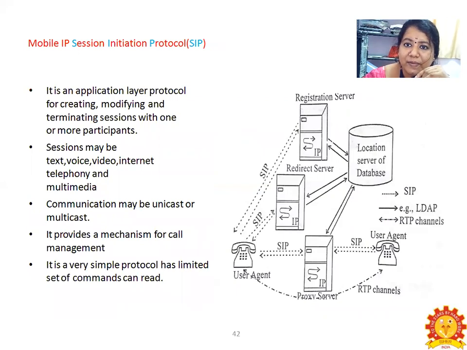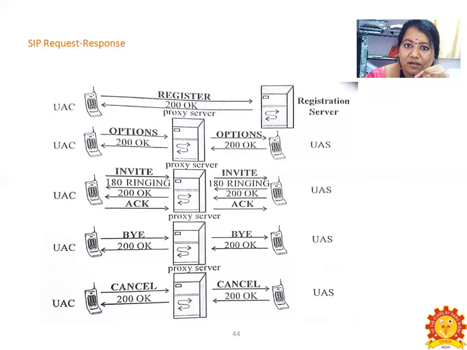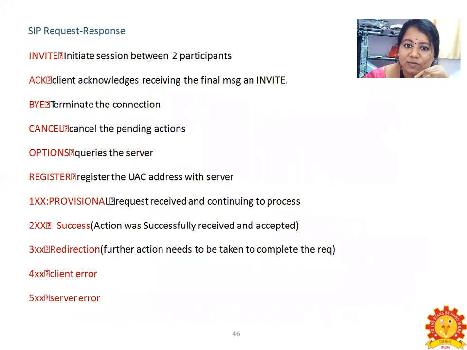So this is the mobile IP session initiation protocol. It is an application layer protocol for creating, modifying, and terminating sessions with one or more participants. It is a very simple protocol that has a limited set of commands. The SIP entities are the user agent server, proxy server, redirect server, and the registration server. Next is the SIP request and response. Here we have invite, acknowledgement, bye, cancel, options, register.